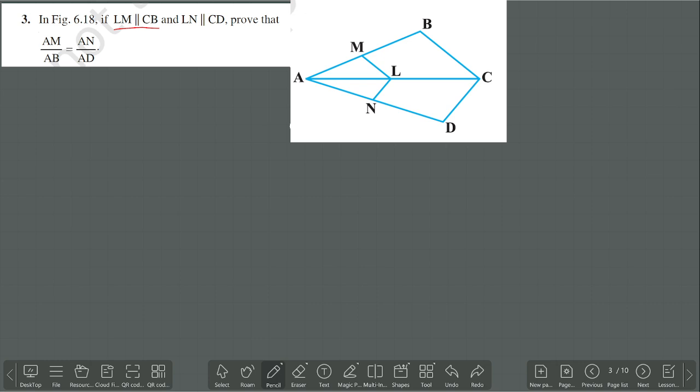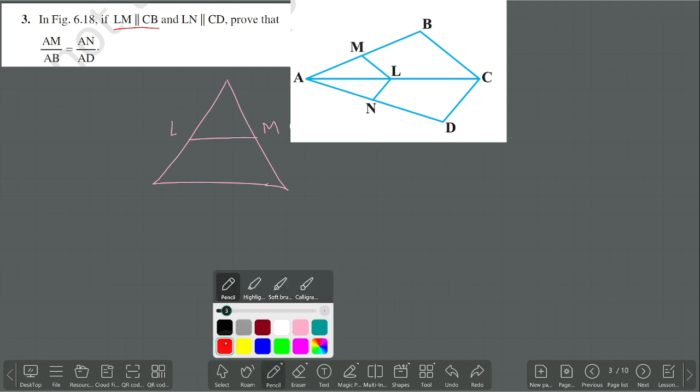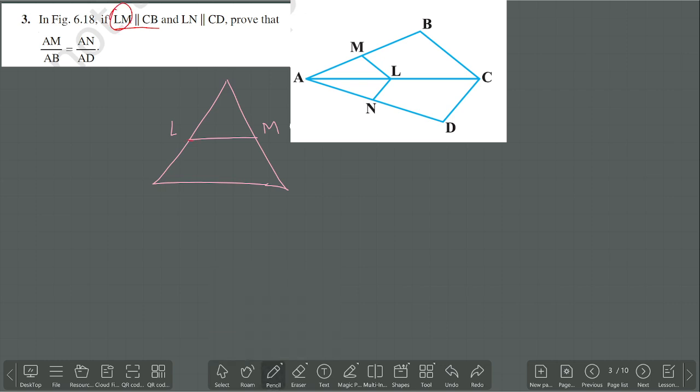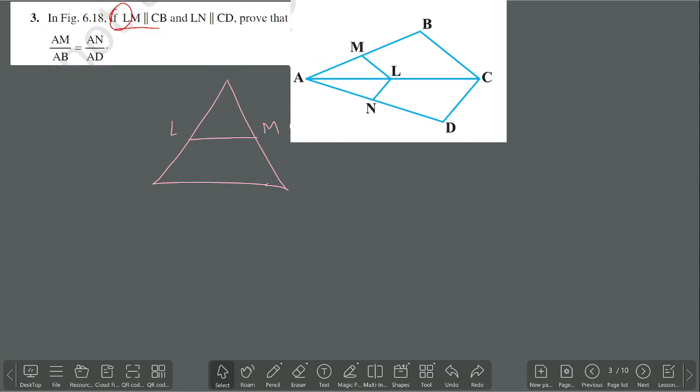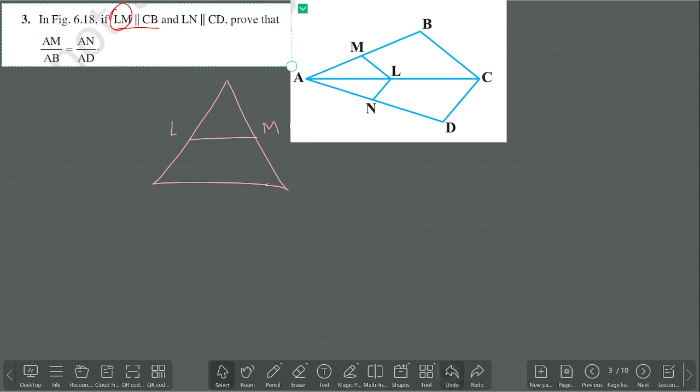Listen. First, a small diagram I'm drawing. First, LM. See LM that you mention here. First, whatever they are giving, that always will come in the middle of the diagram. That is the parallel line. Second, whatever they are giving, that will come always as the base. What is the base here? CB. Shall we go like that?